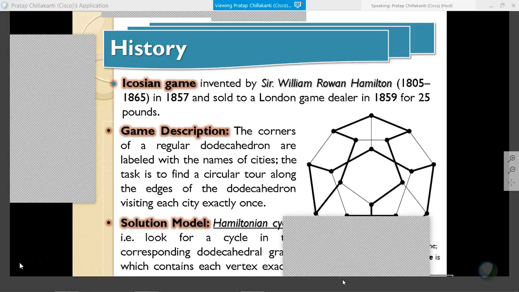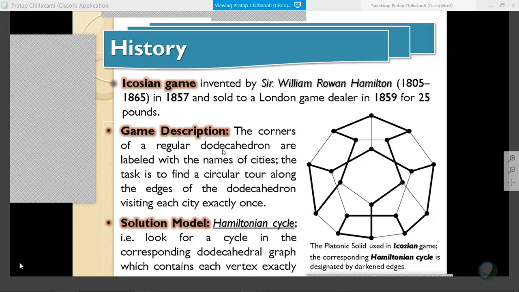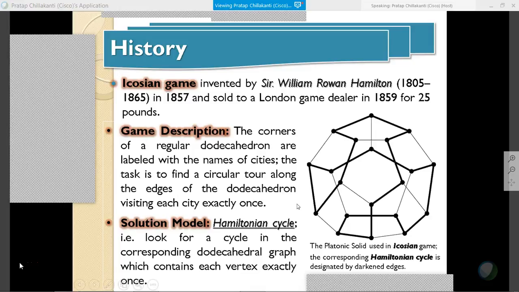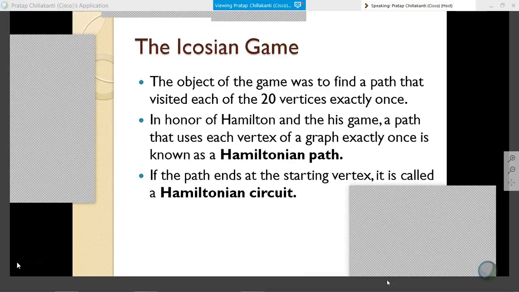In math, if you take math, you hear all these concepts, right? Or geometry class. Like you have a regular dodecahedron, like this, right? And then all these nodes represent the cities. And the task is to find a circular tour along the edges of this dodecahedron, visiting each city exactly once. Turns out that is nothing but a Hamiltonian cycle. So by looking at a cycle in a graph, you're able to determine the solution, okay? So that's what this explains. The object of the game is to find the path that visited each of the 20 vertices exactly once, okay? So we just named that in his honor.